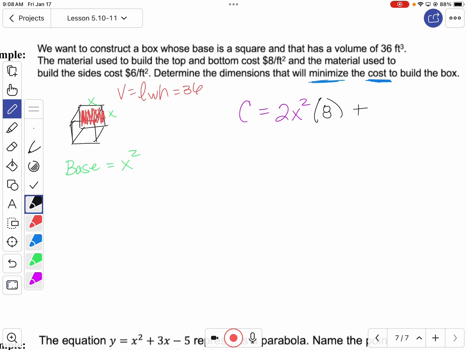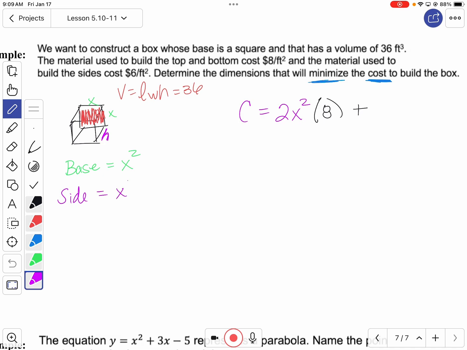Now let's think about those 4 sides. It didn't tell me that it was a cube. All right. So those sides could be rectangular. All right. So we need to know the height. Okay. We need to know the height of that box, which would be this piece. Okay. And so if we think about the side, how are we going to find the area of the side?